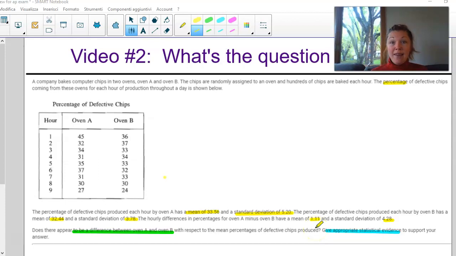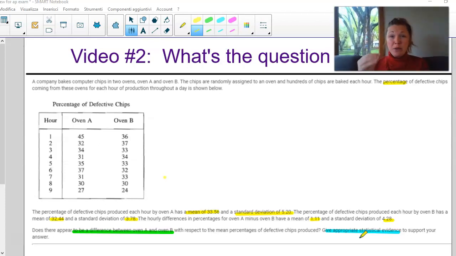Do not say yes. I talked about that in other videos. I once had a student who told me they wrote yes as an answer. Here it says, give appropriate statistical evidence. When the question is asking you to give appropriate statistical evidence, that means you are doing a test. Now you have to decide what test to do.